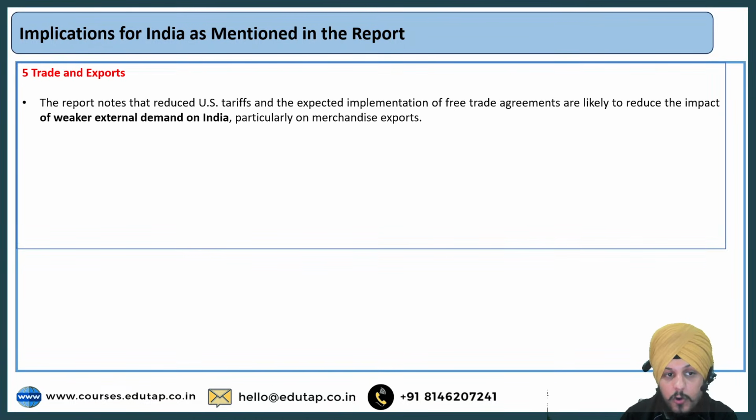Now, lastly, it talks about trade and exports also. So it says that reduced US tariffs and the expected implementation of free trade agreements are likely to reduce the impact of weaker external demand on India.